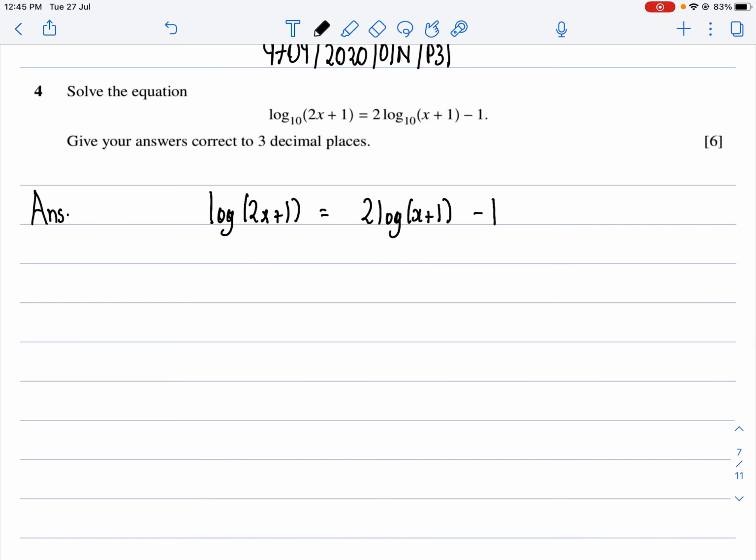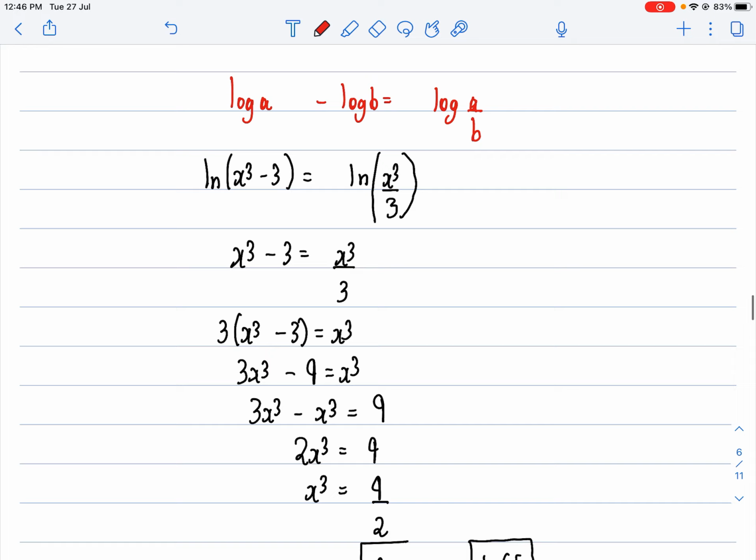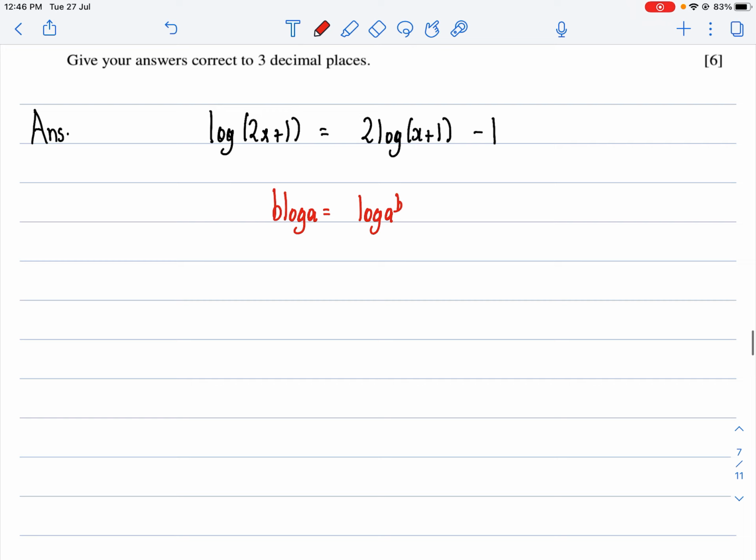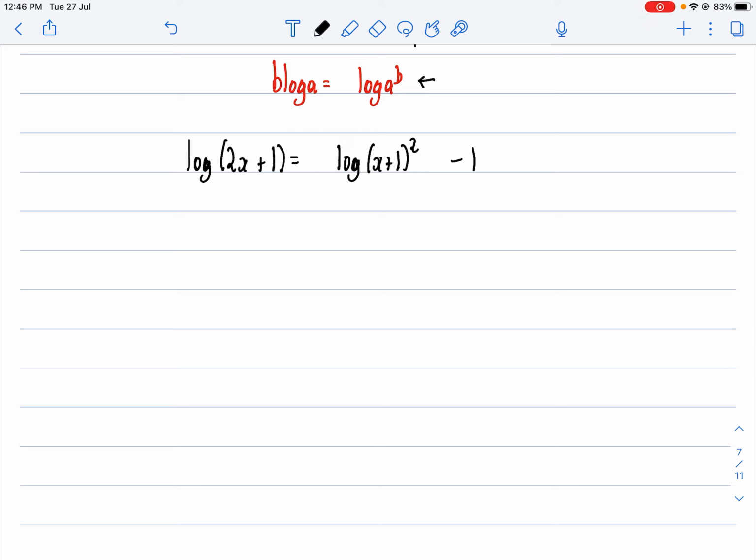So now, the first log property you can use here is that b log a is equal to log a raised to b, which we've been using here also. Correct? So I can simply write this as log of 2x plus 1, which is equal to the log of x plus 1 the whole raised to 2, because here I can use this property, minus 1. Correct? This is what I can simply do.